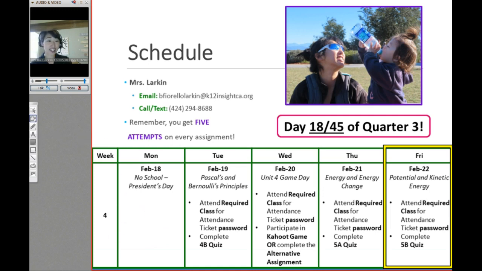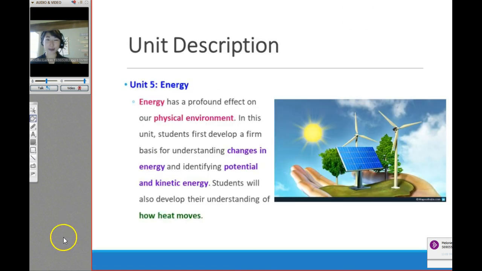Okay, so we are on day 18 of quarter 3. We are finishing up week 4 because it's the weekend. Yay! Today we're going to go over 2 types of energy specifically. We covered them a little bit yesterday when we introduced a bunch of different types of energy, but today we're going more in depth with potential and kinetic energy. You have a tiny quiz at the end of class. It's actually only 3 questions, so you definitely have a pretty easy day in my class, at least.